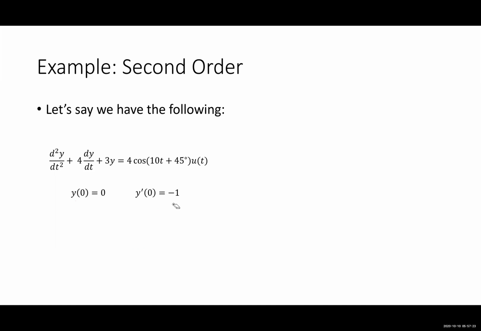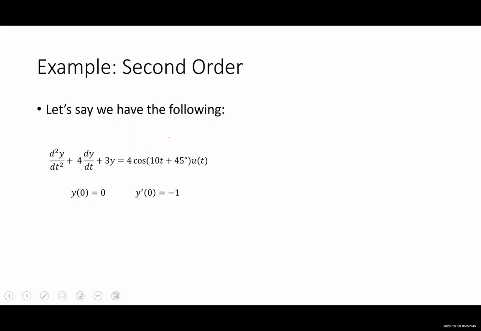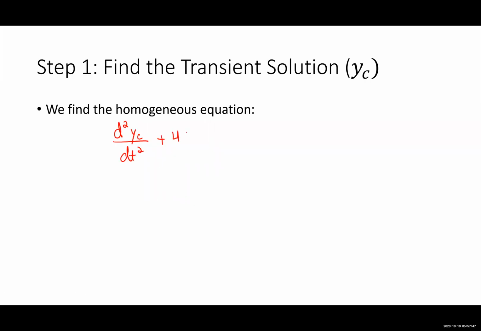All right, so let's go through this process. The first thing we've got to do is solve for the transient response. This transient response solves what we call the homogeneous equation, which means we take the input out, and we have d squared yc dt squared plus 4 dyc by dt plus 3 yc equals 0, okay?